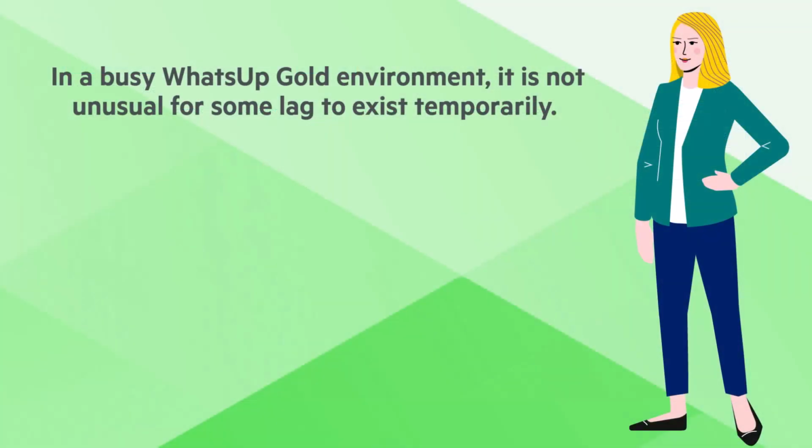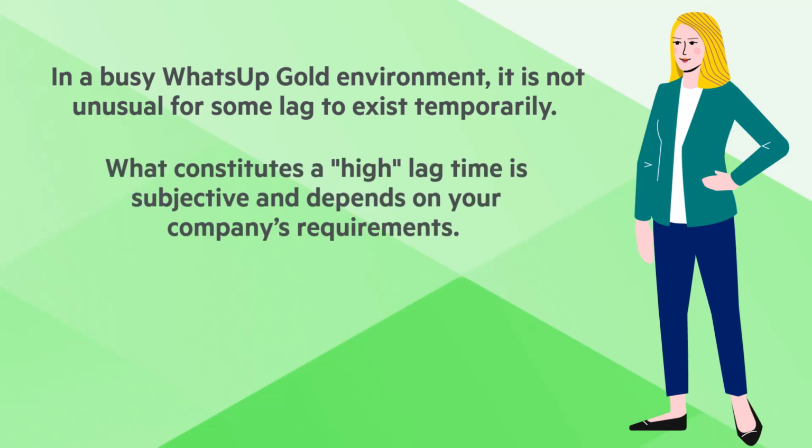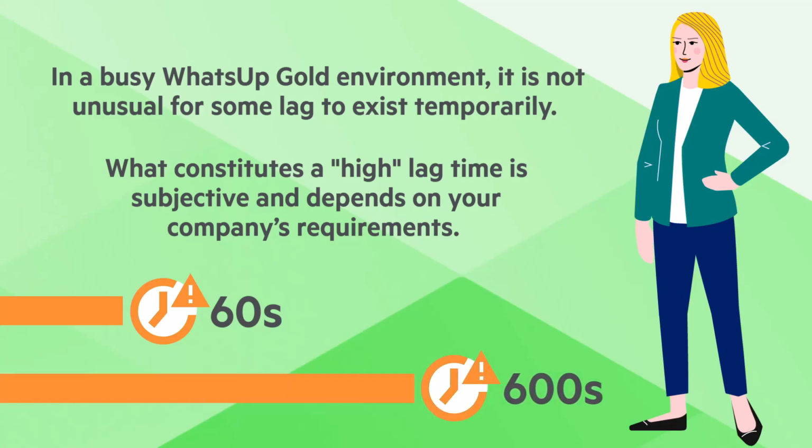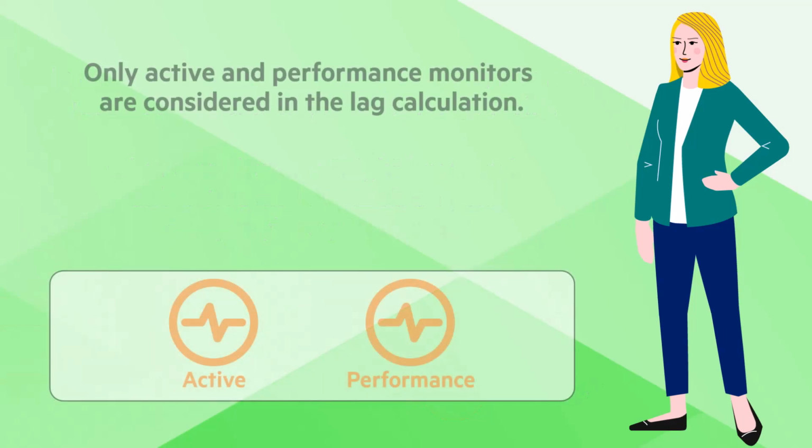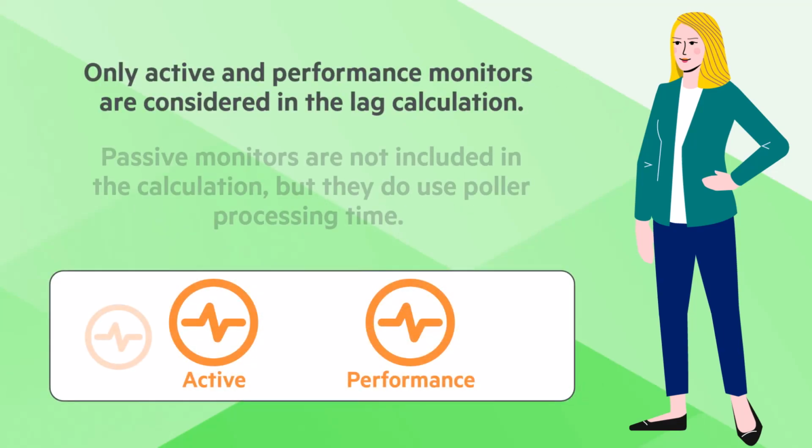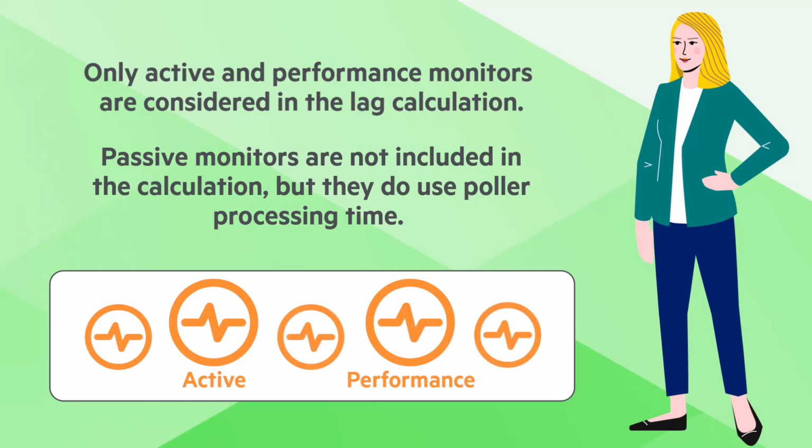In a busy WhatsUp Gold environment, it is not unusual for some lag to exist temporarily. What constitutes a high lag time is subjective and depends on your company's requirements. For example, a 60-second lag might be a problem, or it might be within specifications, whereas a 600-second lag would be considered high by most organizations. Only active and performance monitors are considered in the lag calculation. Passive monitors are not included in the calculation, but they do use poller processing time.